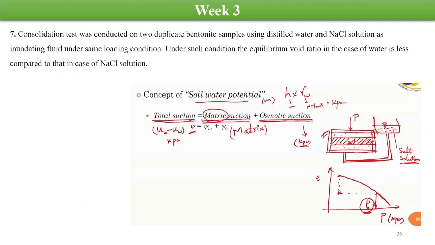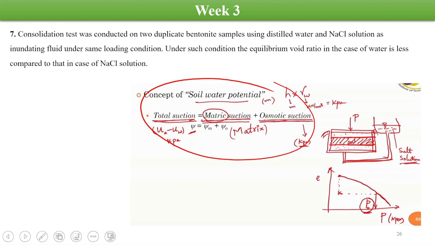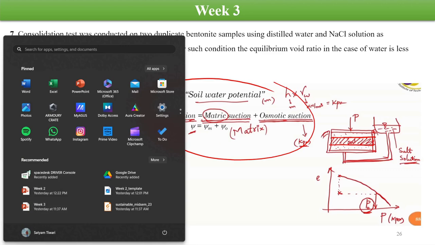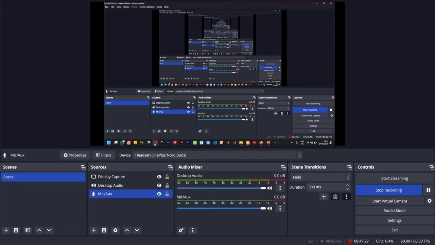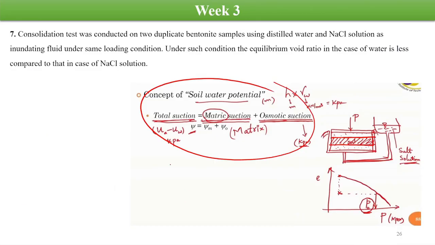The second question says the consolidation test was conducted on two duplicate bentonite samples using distilled water and NaCl solution as inundating fluid, under the same loading condition. Under such conditions, the equilibrium void ratio in the case of water is less compared to that in the case of NaCl solution. We'll understand it by revising one concept. If you see the consolidation test, we have the soil sample here. Let me change the color. So we have a soil sample here.